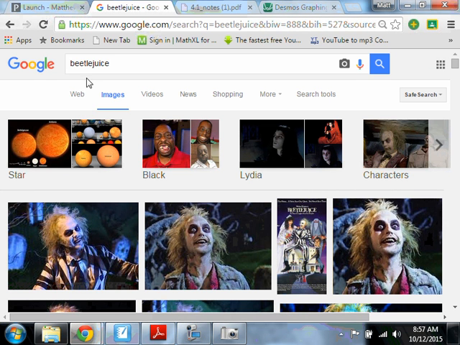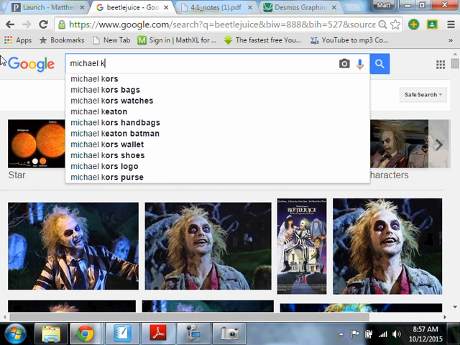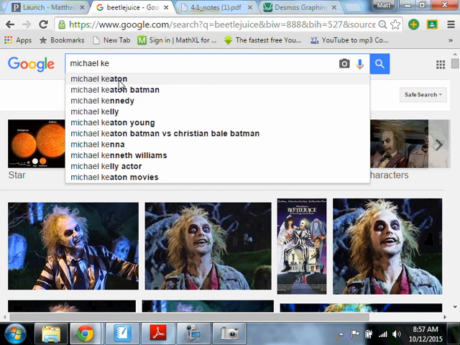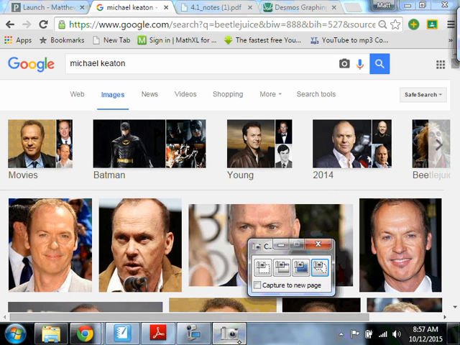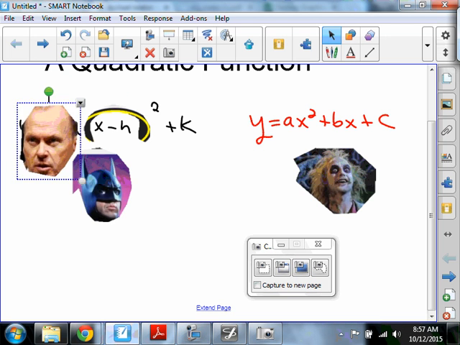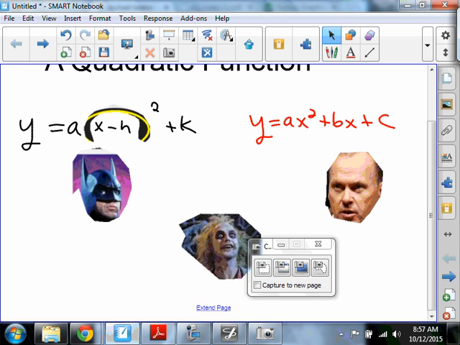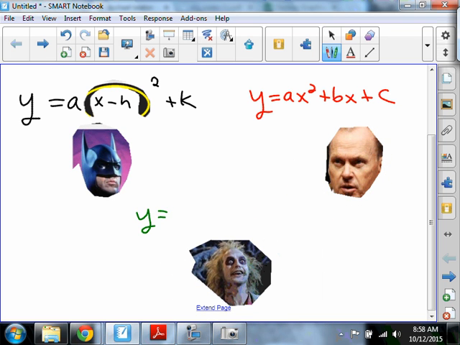Let's just look at Michael Keaton. He's an actor. Let's just look at him when it's just him. There he is. So there's Michael Keaton. Okay, so maybe it would be better off like that. And then what we're going to look at Wednesday is going to look like this: y equals a times x minus p times x minus q.